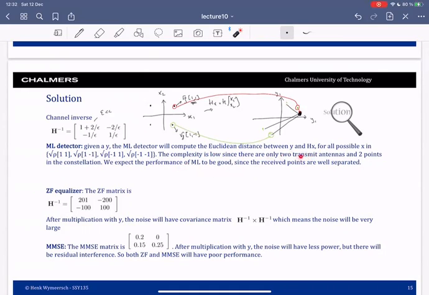Complexity is low because we only have 2 transmit antennas and 2 points in the constellation. So it's 2 to the power 2. There are only 4 different combinations to check.